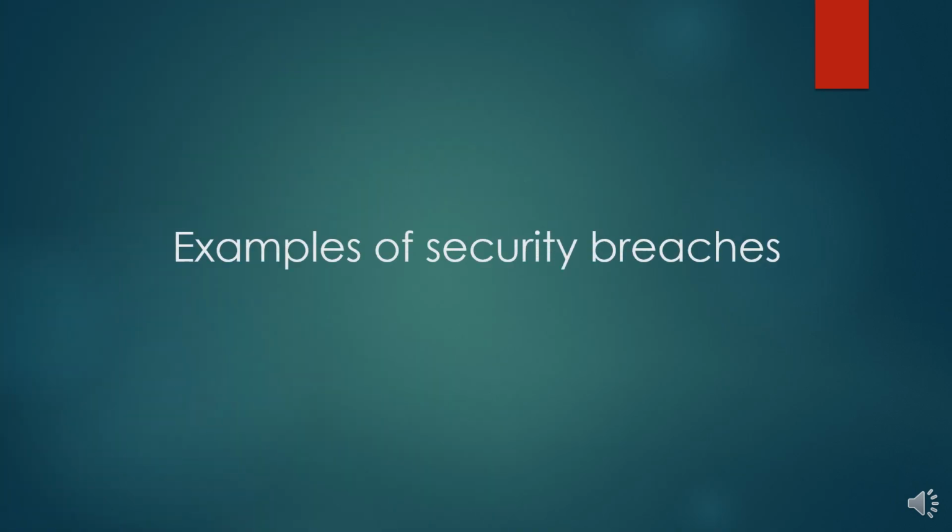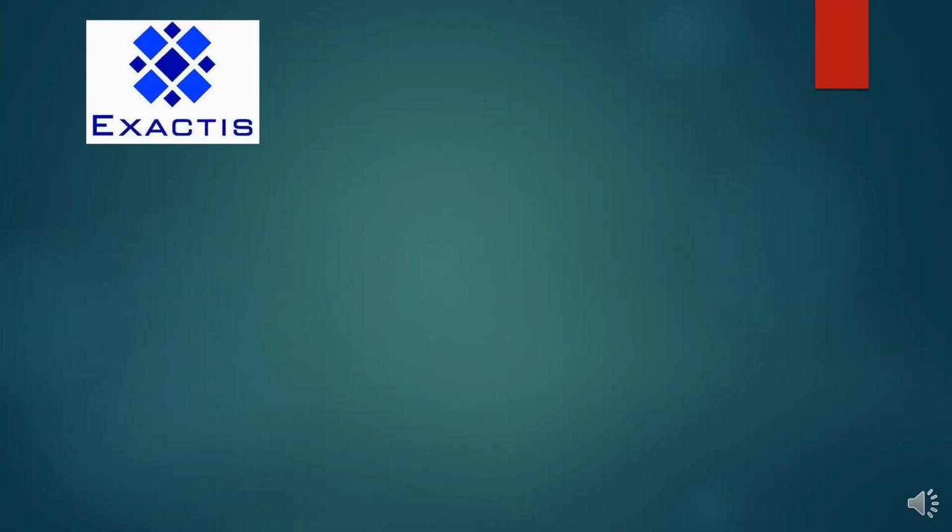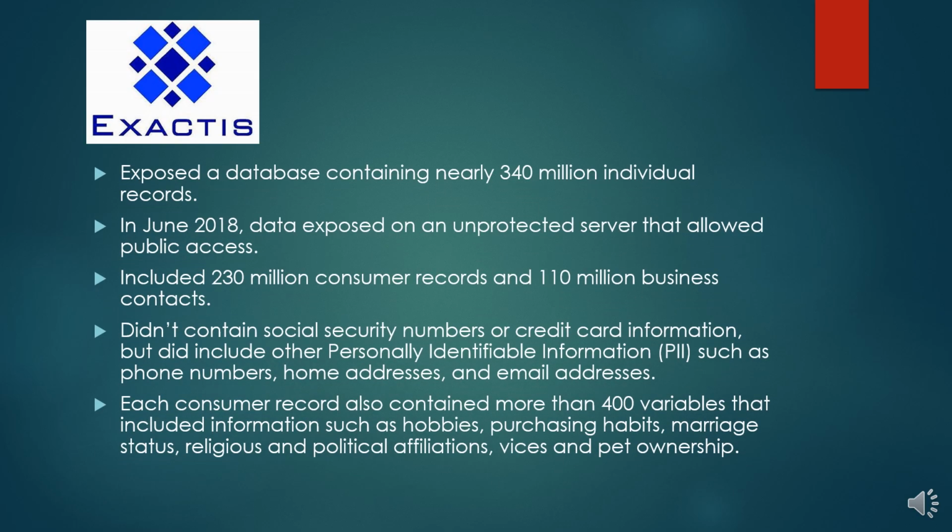Here are some examples of some security breaches. The first company we're going to discuss is known as Exactis. They are a Florida-based marketing and data aggregation firm, and they were exposed with a data breach containing nearly 340 million individual records. The breach was discovered in June 2018 when a security researcher found the data exposed on an unprotected server that allowed public access. The data included 230 million customer records and 110 million business contacts. The number represented essentially every adult in the United States of America.